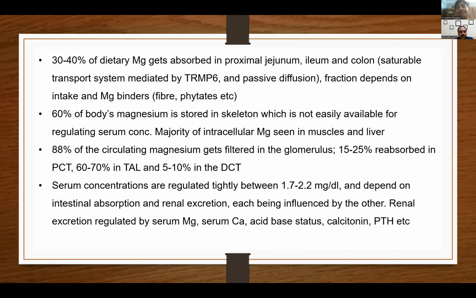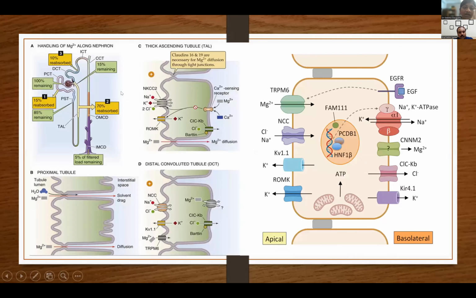So if there is a sudden decrease in serum magnesium level, you do not expect the bones or the skeletal muscles and liver to compensate. Rather, it is the kidneys which will come into play. So your serum magnesium level gets regulated mainly by your intake and absorption, and also by the renal excretion or the renal reabsorption. Okay, so in the kidneys, more or less, there's no need to get scared with this diagram.